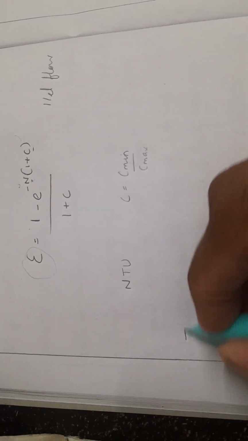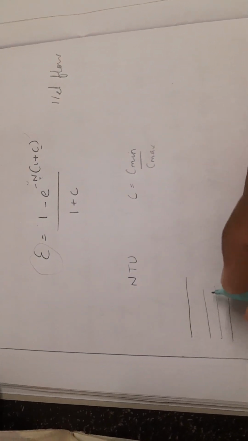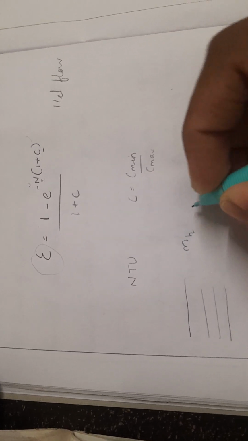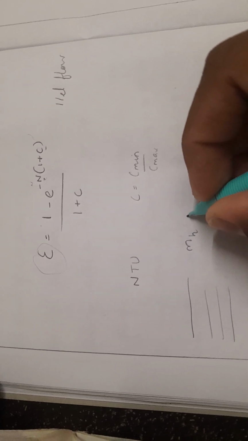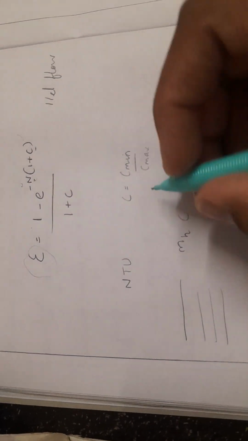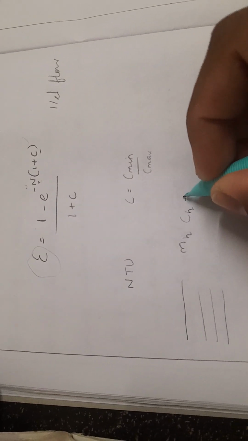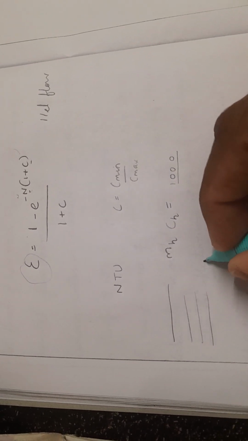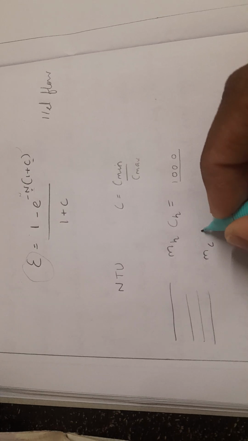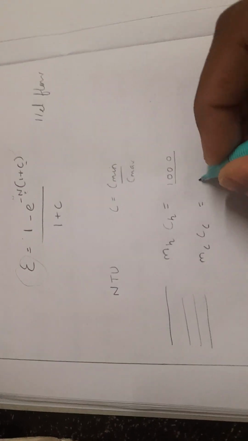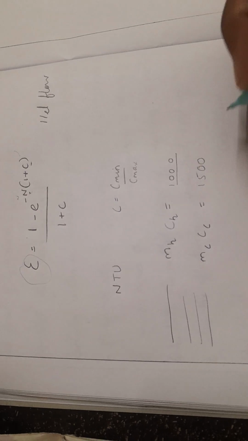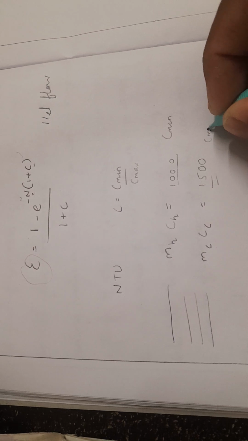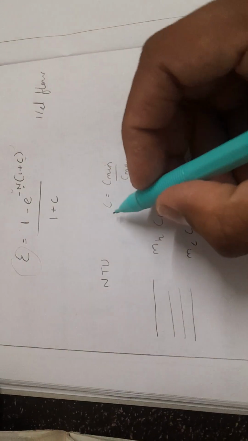For example, if we have a pipe wherein we have hot fluid flowing in and a cold fluid flowing out, there would be a specific mass flow rate for the hot fluid, and there would also be a specific heat for the hot fluid. Let's say we get some certain value, let's say we get it as 1000. Now we also have a mass flow rate for the colder fluid and we also have a specific heat for the cooler fluid. Let's say we would be getting this as 1500. Now in this case, this becomes C minimum and this becomes C maximum. The ratio of these two gives us C.